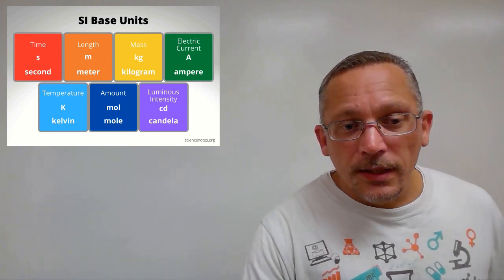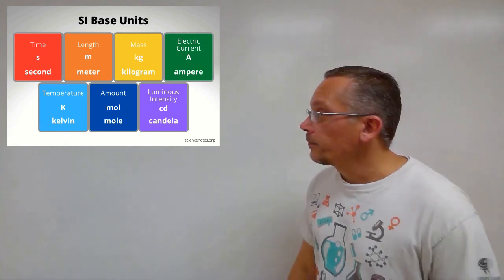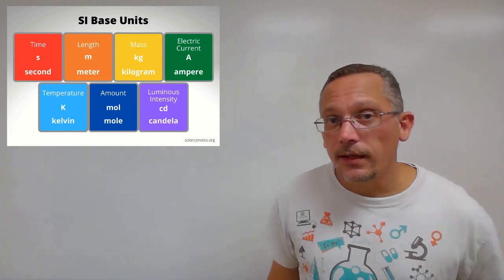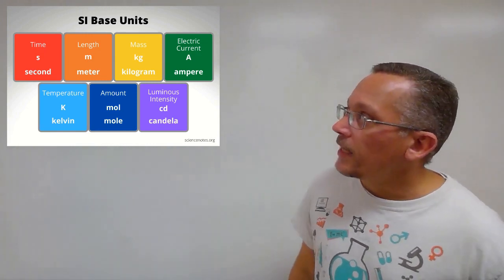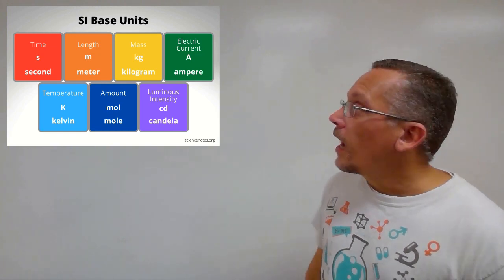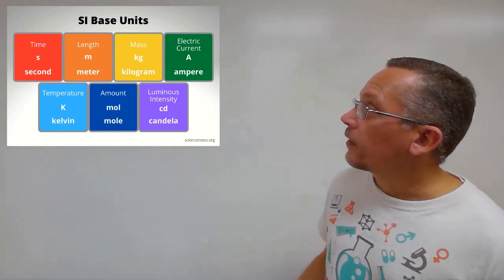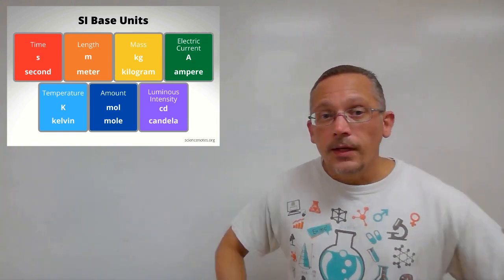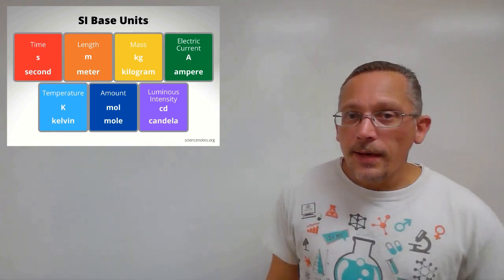And there's only 7 of them. You can see time is measured in seconds. The second is a base unit, and check it out, second is abbreviated with the lowercase s. Right? Lengths are measured, like I was just talking about, in meters. The meter is abbreviated with a lowercase m.